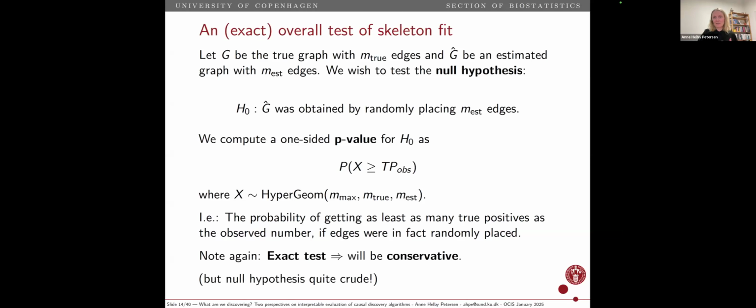I want you to note again that this is an exact test, so it will be conservative. Especially if the graph is small, it will be quite conservative because of the discreteness of the whole thing. But it's also a very crude null hypothesis, so I would think that we generally want to be quite far away from that hypothesis. So maybe it's not too bad to have a conservative test. I will return to an example of this a little bit later.